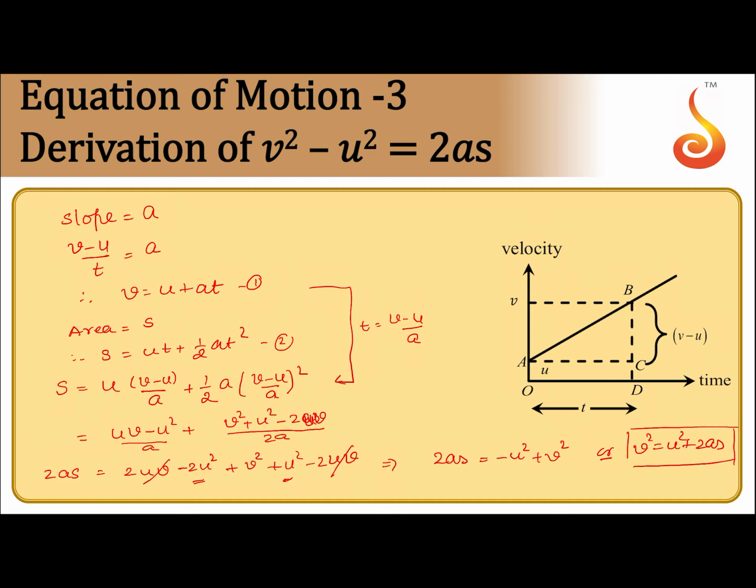So, the third equation of motion which relates the initial velocity to final velocity through the distance travelled or displacement is given by v square is equal to u square plus 2as.